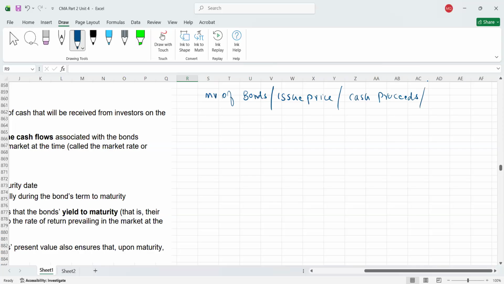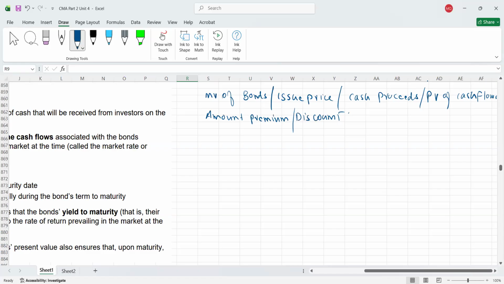Or even if he asks you to calculate the present value of cash flows associated with the bonds, again you will do the same calculation. Even if he asks you to calculate the amount of premium on issuance of bonds or the amount of discount, you will do the same calculation. So please bear in mind that all these terminologies represent the same type of calculation.